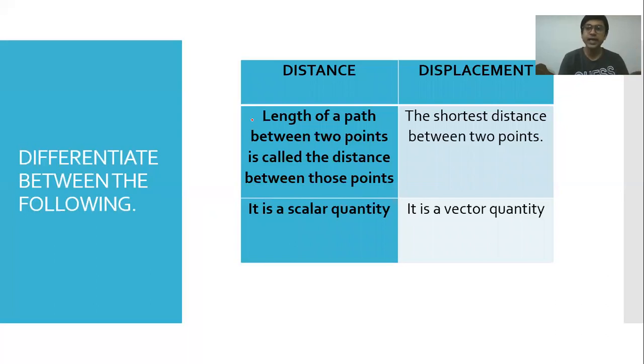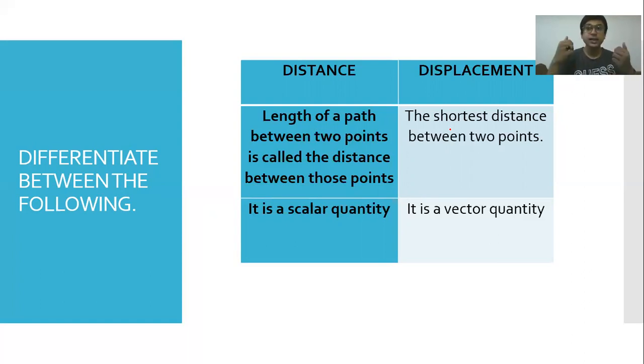First, you have to tell its definition. Previously, we have learned about its definition. The definition of distance is: the length of a path between 2 points is called the distance between those points. And the definition of displacement is the shortest distance between 2 points. So this will be our first difference between distance and displacement.